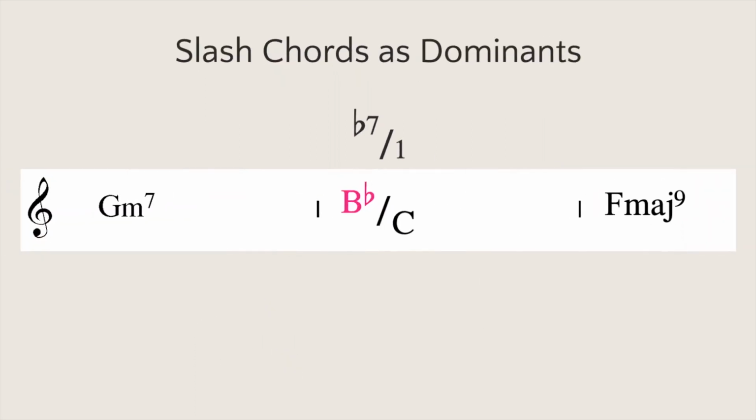The next slash chord we'll look at is flat 7 over 1. This is another way of spelling a sus9 chord. Here's how the voicings and voice leading work and what the chord sounds like when inserted into this sequence.